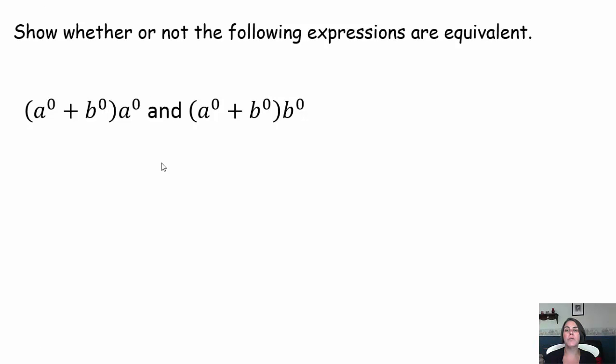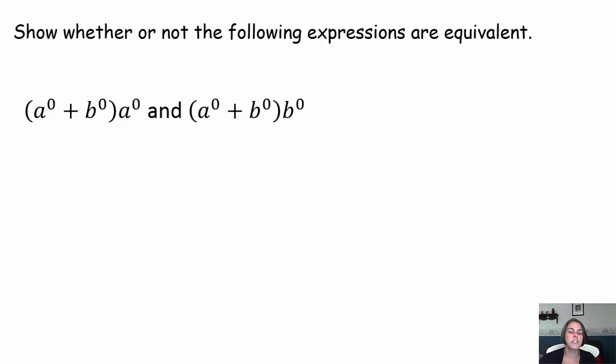State whether or not the following expressions are equivalent. So you're going to take a minute, simplify each of the expressions given, and then we're going to decide if we end up with the same value. Pause the video, try it out, and then come on back. All right, hopefully you paused the video.